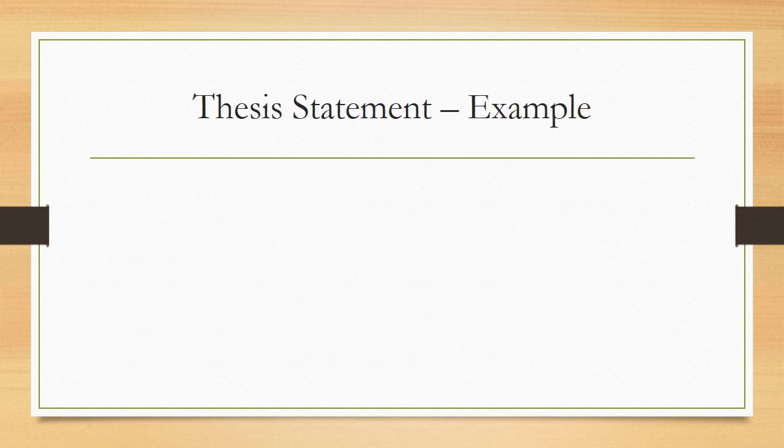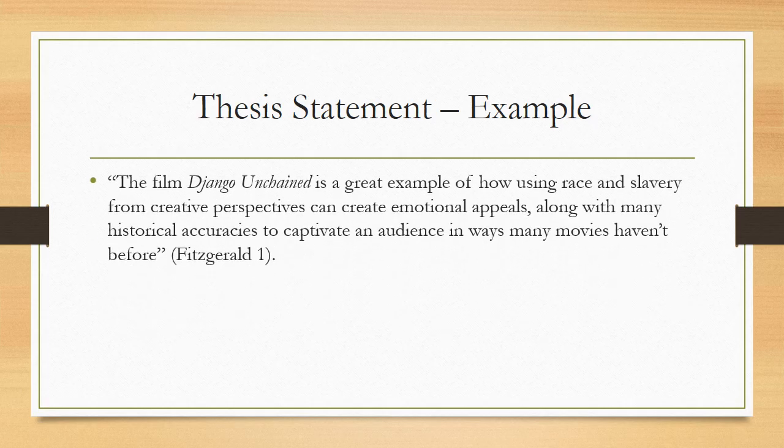Let's look at an example from the student paper. "The film Django Unchained is a great example of how using race and slavery from creative perspectives can create emotional appeals, along with many historical accuracies to captivate an audience in ways many movies haven't before." So the student is not named Fitzgerald. I just used the names of my favorite football players to make the papers anonymous.